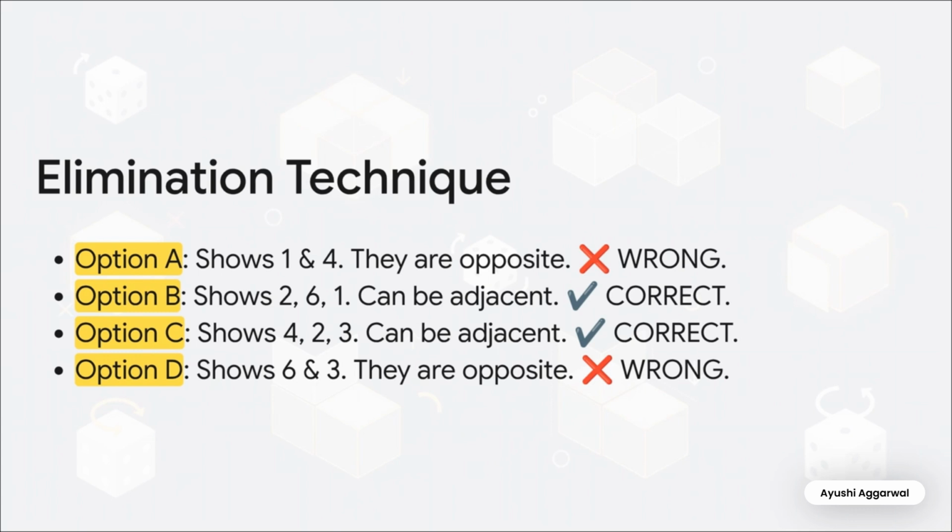Let's check the options. Option A shows 1 and 4 together. But wait, we just found out they're opposites, so option A is wrong. Option D shows 6 and 3 together, which are also opposites. So D is wrong too. Now we're left with B and C. Option B shows 2, 6, and 1. Yep, they can all be neighbors. Option C shows 4, 2, and 3. These can also be neighbors. So based on our elimination logic, both B and C are possible dice. The key here is always elimination, using that golden rule.